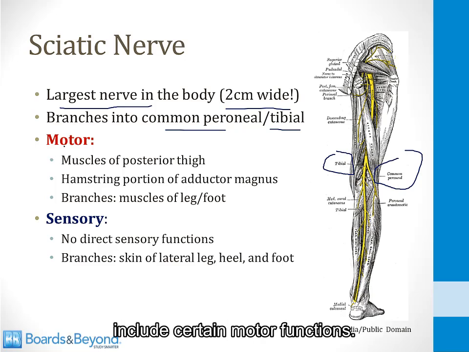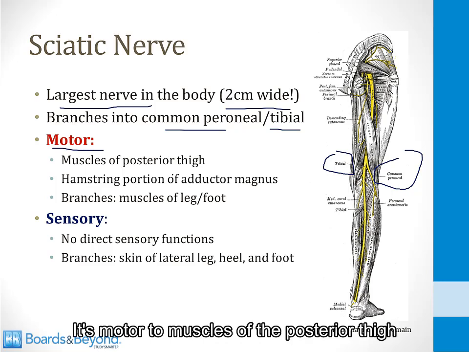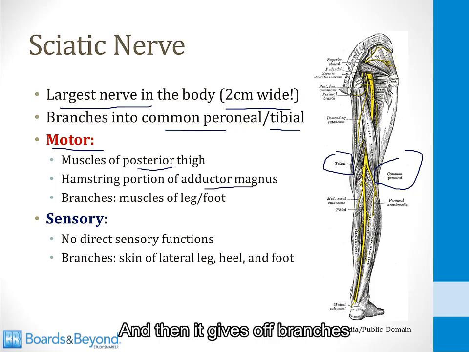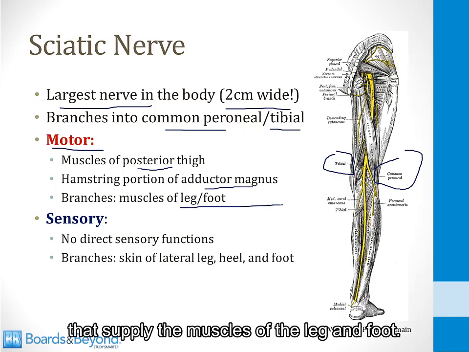Functions of the sciatic nerve include certain motor functions. It's motor to muscles of the posterior thigh and the hamstring portion of the adductor magnus. I'll talk more about this in a minute. And then it gives off branches that supply the muscles of the leg and foot.